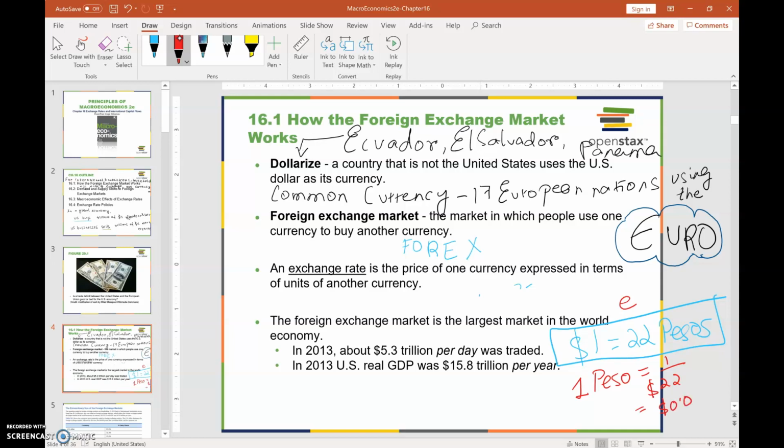Let me get out my calculator so that I do not give you the wrong answer. It is going to be $0.04545. So this is the price of pesos. This is how we can convert one currency to another, and I'm going to use the notation E for exchange rates for now.